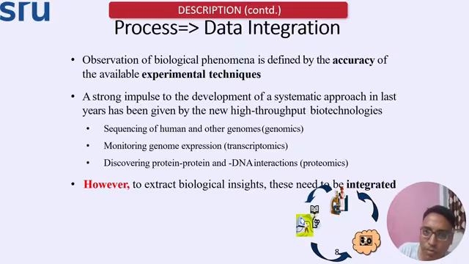Observation of biological phenomena is described by the accuracy of the available experimental techniques. A strong impulse to the development of systemic approaches in recent years has been given by the high throughput technologies for genomics, transcriptomics, proteomics, which have resulted in a large amount of data. So all this data is linked together, as I have shown in this diagram earlier as well, to get us the required output. So data integration is the key step here.